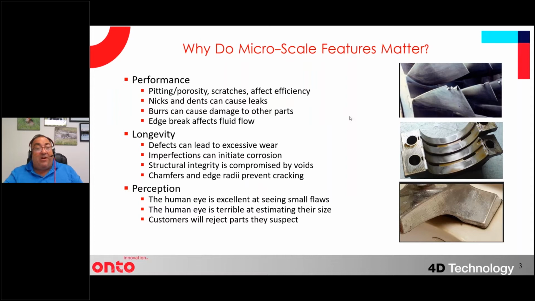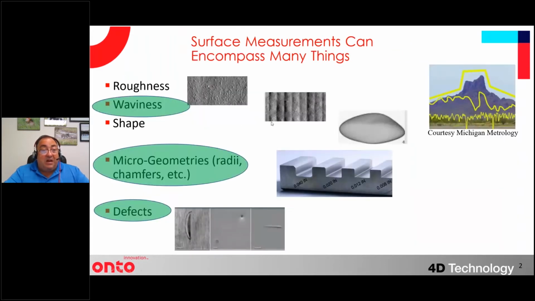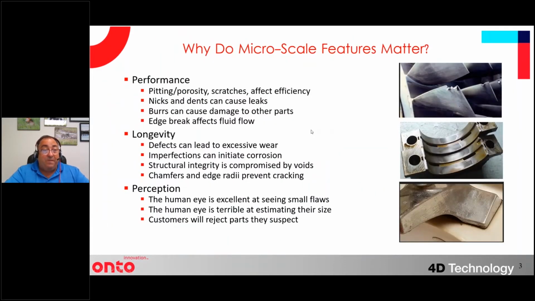So a little bit of background here, why shop floor 3D measurements? And that's really because micro scale defects matter a lot. They can affect performance via efficiency. They can cause leaking. They can cause damage to other parts or even injury to people. So if an edge break on a machine part is not bigger than 250 micrometers, it can actually cause people to get cut, leading to workplace injuries. And edge break can also affect things like fluid flow.